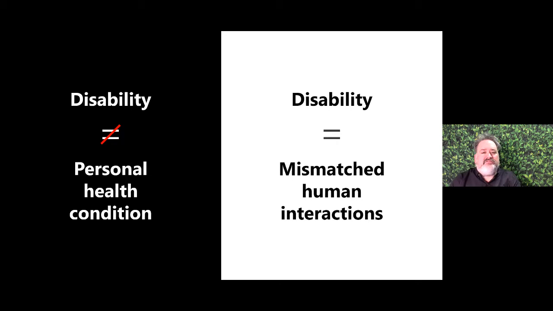It means that if you're an individual who uses a wheelchair and you go into a building and you need to get to the second floor, and the only way to get to the second floor is a set of stairs, it's not your fault. It's not your wheelchair's fault. It's the designer of the building's fault, because they created a mismatch in human interactions that actually causes a barrier for you. And there's lots of examples that we have throughout this, but that's a very extreme one.